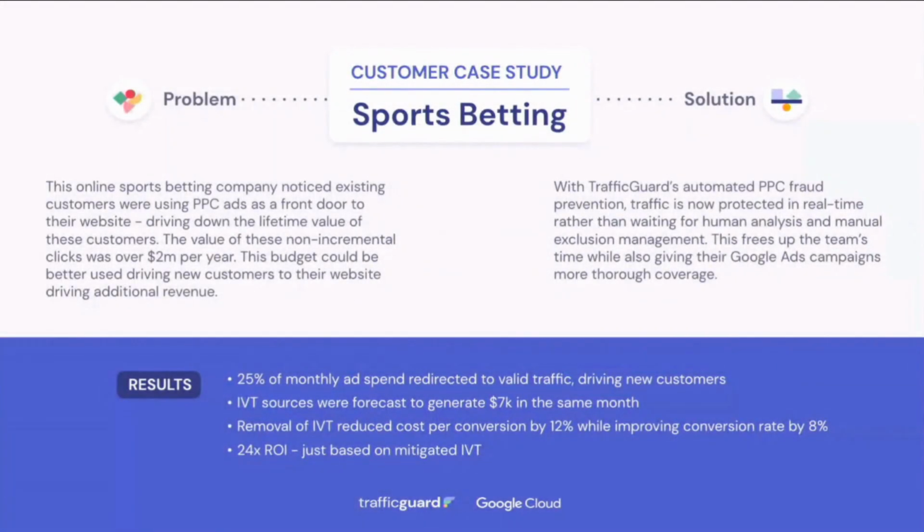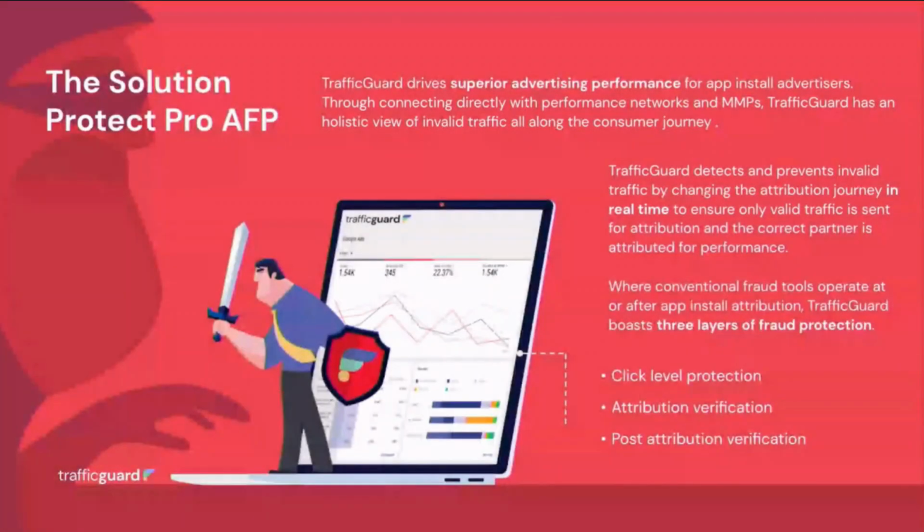And to give you an example of the kind of results that we can generate, this is one of our leading sports betting customers, where by connecting their Google account to TrafficGuard, we've been able to redirect 25% of their spend that was coming from either bots or return customers that were using their brand search keyword to come through when they would have just come through organic, and delivered them a 24x return on investment. Sports betting is a vertical that is very highly affected by invalid traffic. So we work with many of the world's leading sports betting customers.